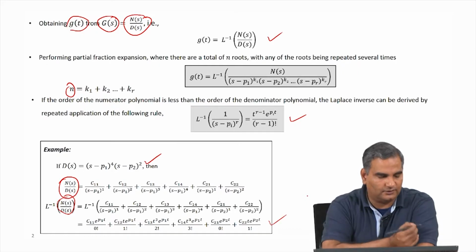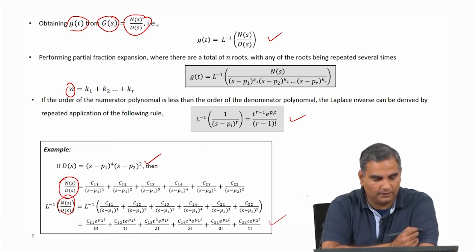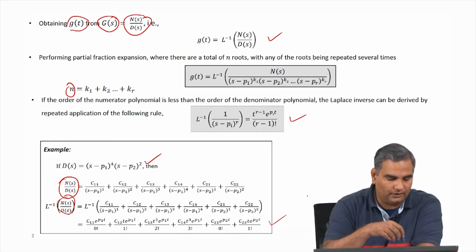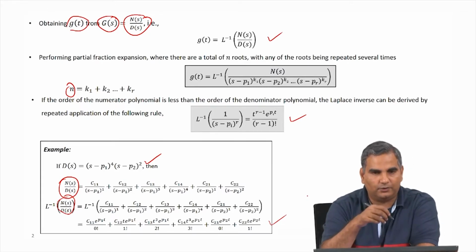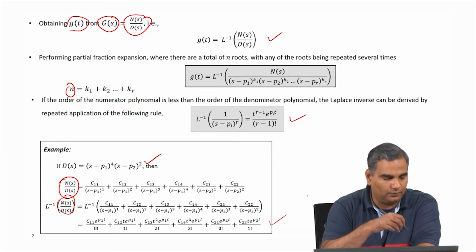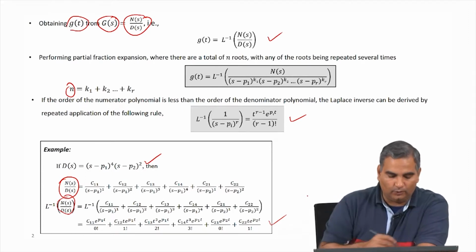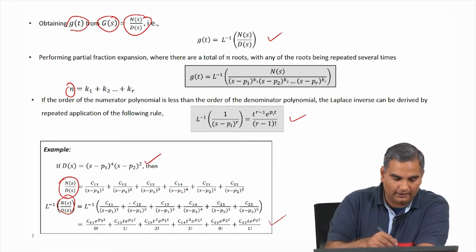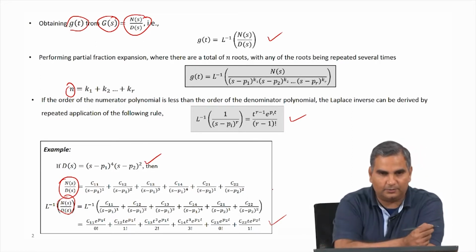We will for now just assume that the order of the D(s) polynomial is greater than the order of the N(s) polynomial, and just to reiterate, the constants, if you compute them correctly, will help you retrieve N(s). However, the denominator terms dictate really how many terms in the expansion you have.